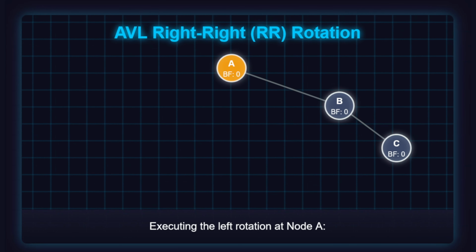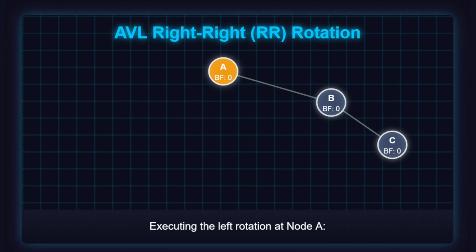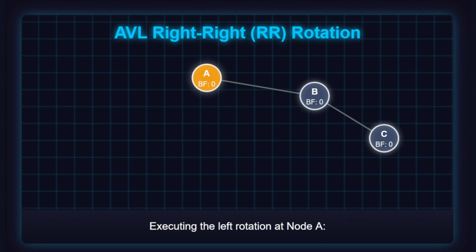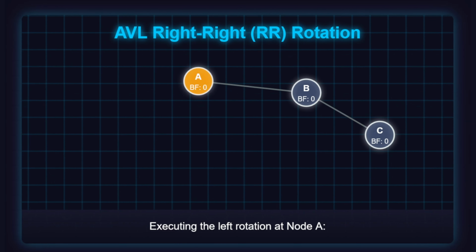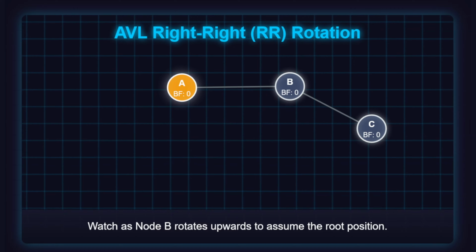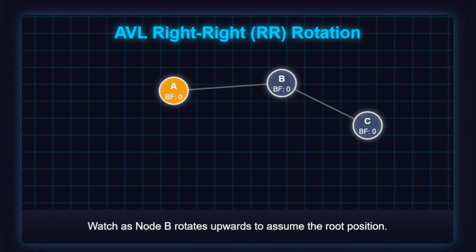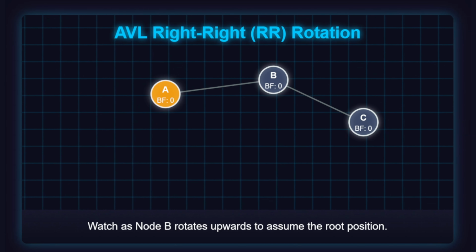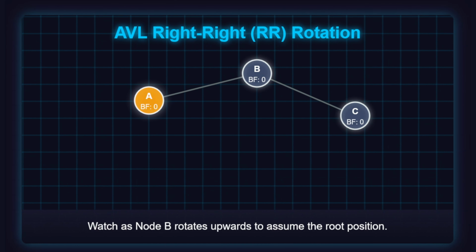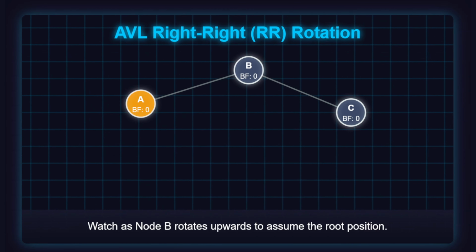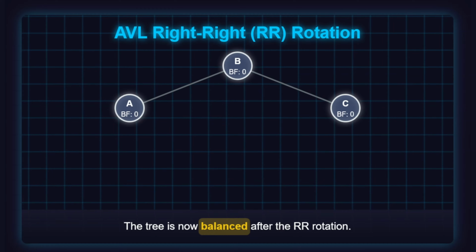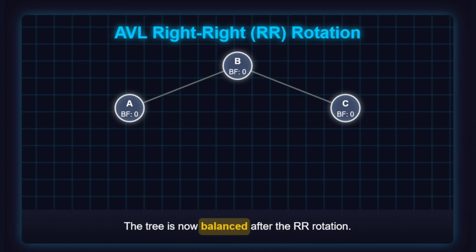Executing the left rotation at node A, watch as node B rotates upwards to assume the root position. Node A, the old root, descends and becomes the left child of node B. Node C remains the right child of B, maintaining its relative position to B. The structure of the tree is now balanced. Let's check the balance factors after the rotation. The tree is now balanced after the RR rotation.